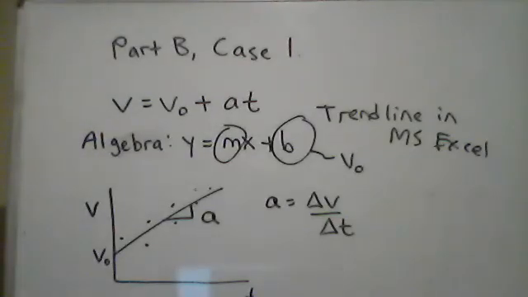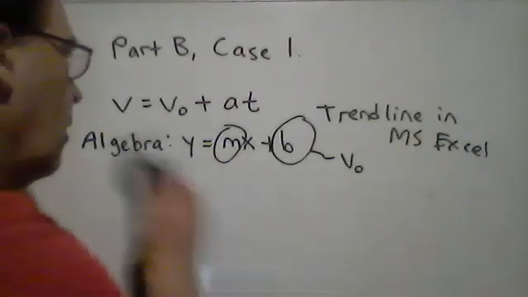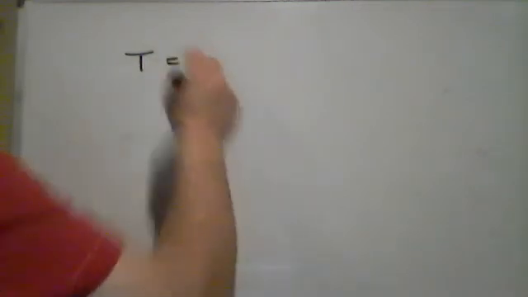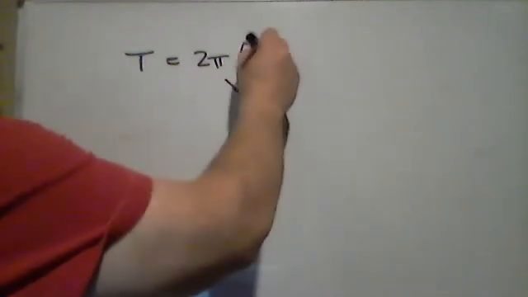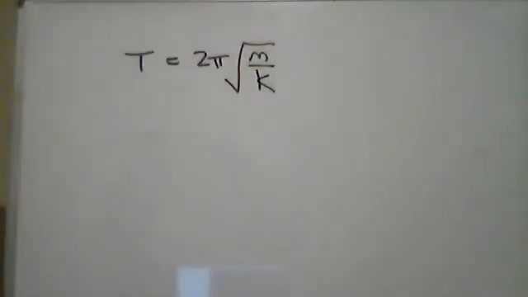Now, case 2 is linearization. And again, let's not worry about the physics here. We'll cover it in due time. T is a period of oscillation. Oscillation means back and forth, like a spring. It's 2 pi square root of the mass divided by the spring constant. Again, I'm not going to talk about the physics, but what we really want to do is plot t squared versus m.